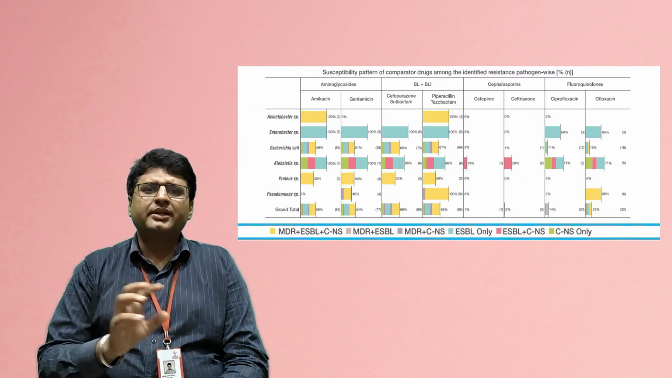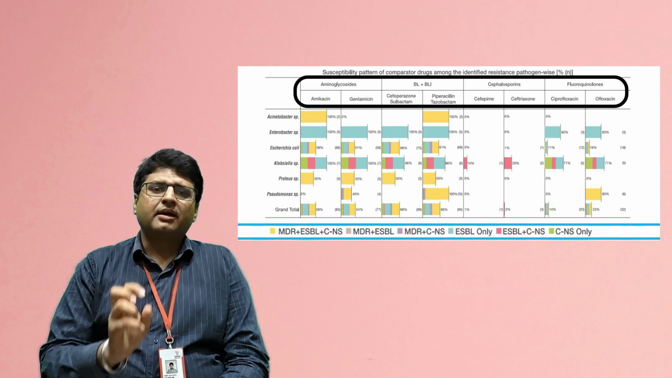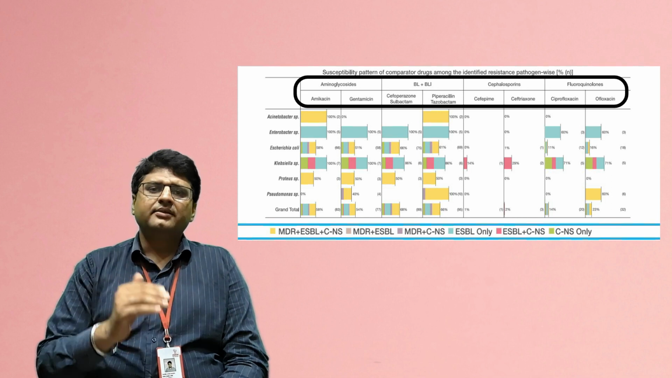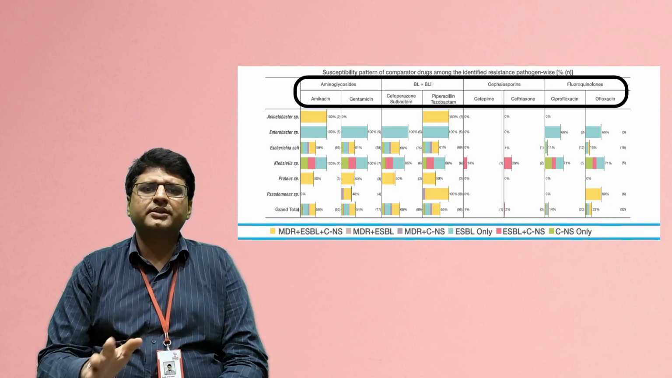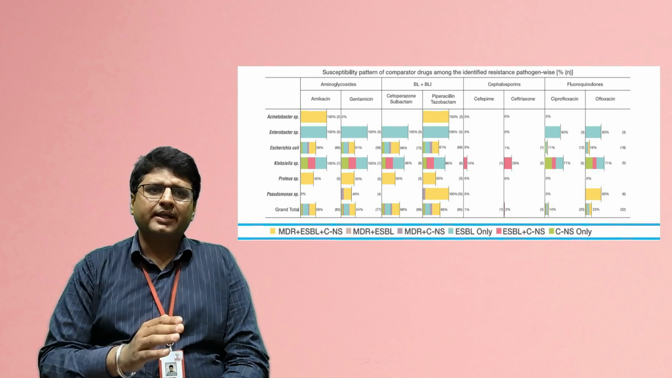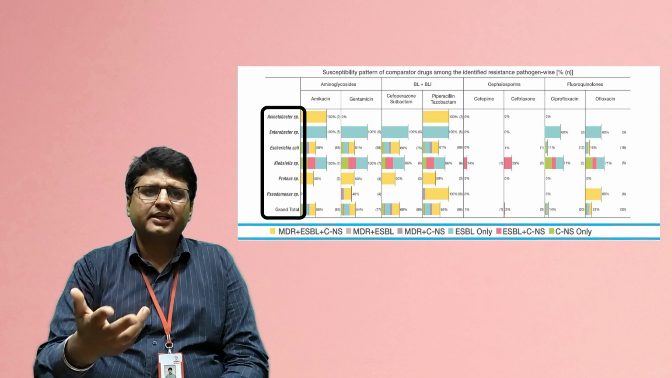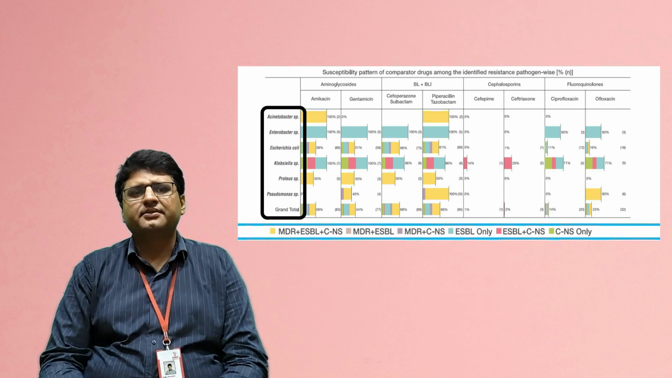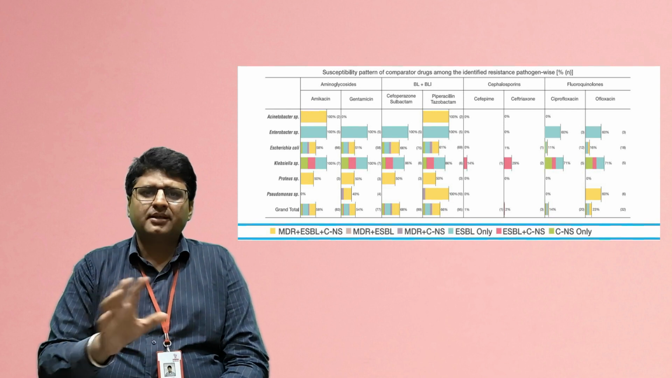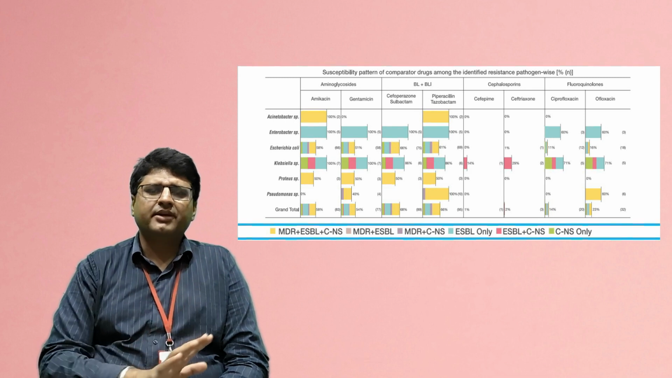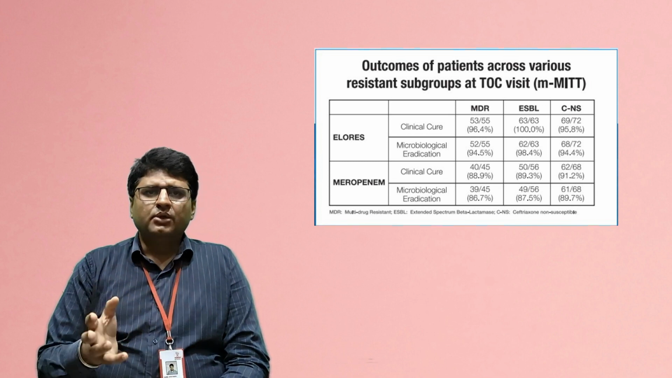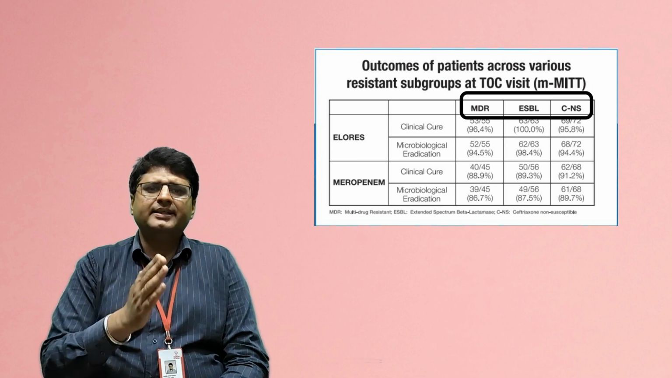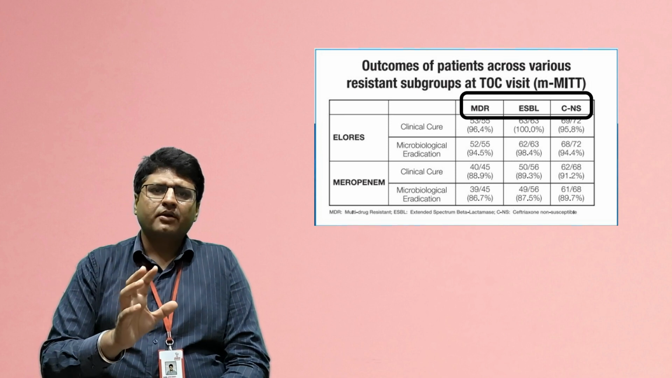Now coming to different pathogens and antibiotics analyzed: aminoglycosides, for example amikacin and gentamicin, BL-BLI combinations like piperacillin tazobactam and cefoperazone sulbactam, cephalosporins like cefepime and ceftriaxone, and fluoroquinolones like ciprofloxacin and ofloxacin were analyzed for different pathogens like Acinetobacter species, Enterobacter species, Klebsiella species, Pseudomonas species, Proteus species, etc. The susceptibility pattern of these comparator drugs was identified among these pathogens, and the clinical cure and microbiological eradication was evaluated for different resistant subgroups like MDR, ESBLs and ceftriaxone non-susceptible populations between Elores and meropenem.